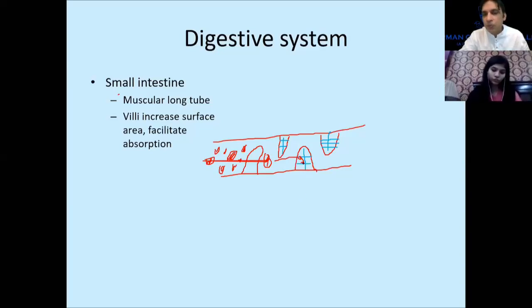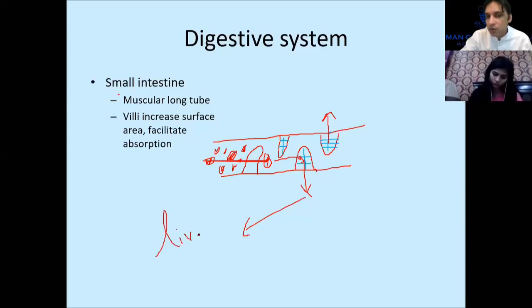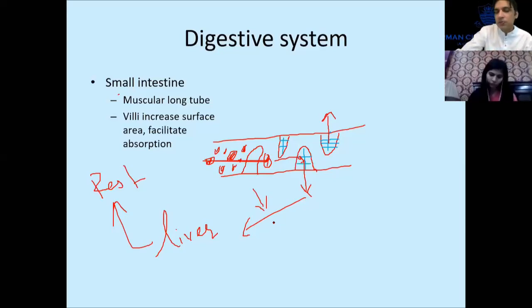After that, the absorbed or digested food is sent to the liver. That's very important. It's sent to the liver for organization and then to the rest of the body. This is a very important vein called the hepatic portal vein, which takes the digested food from the intestine to the liver.